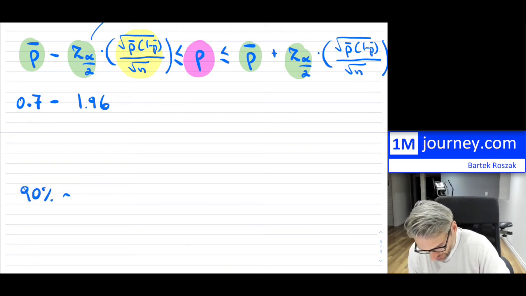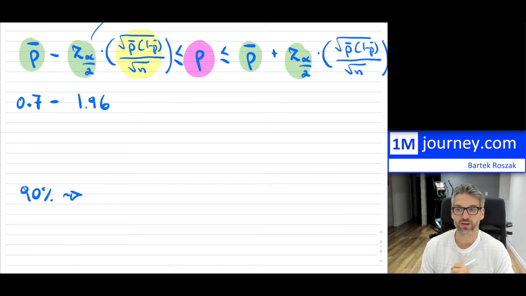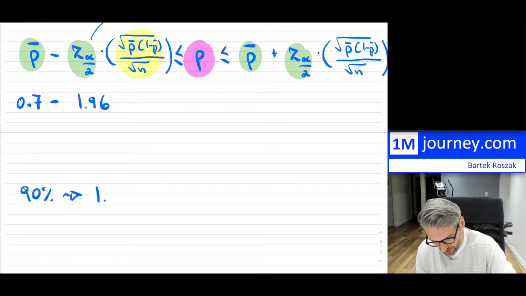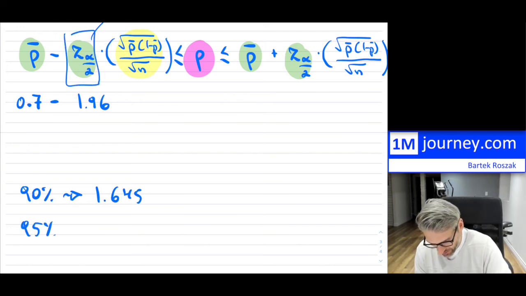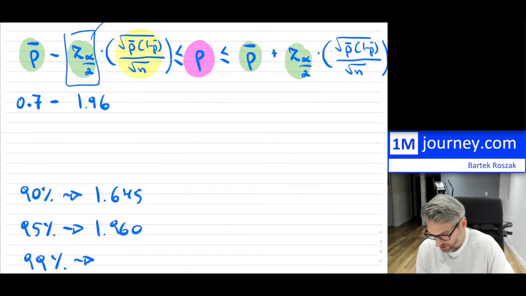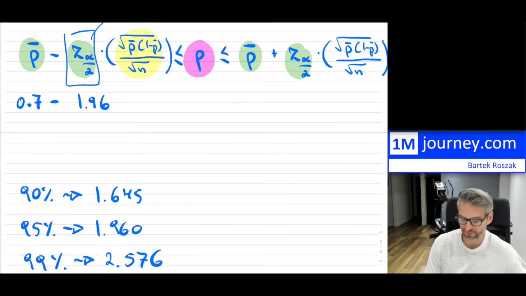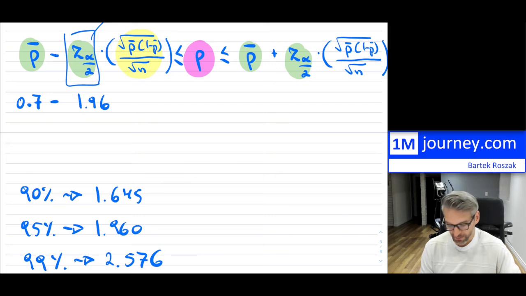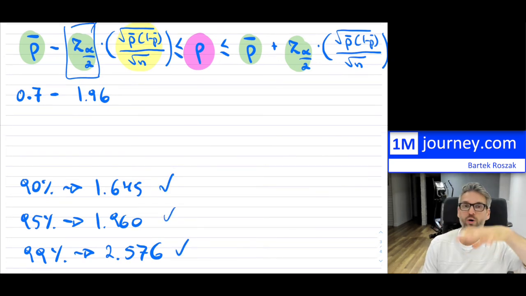So a 90% confidence level means a threshold, an alpha, of 10%. So that's the error. That gives me a z-score of 1.645. If I have a 95% confidence level, that is 1.960, approximately. And if I want even more confidence, 99%, that's obviously going to be a much bigger number. So that's 2.576. Typically these, once you start working on this, are going to be the most common ones that you use.